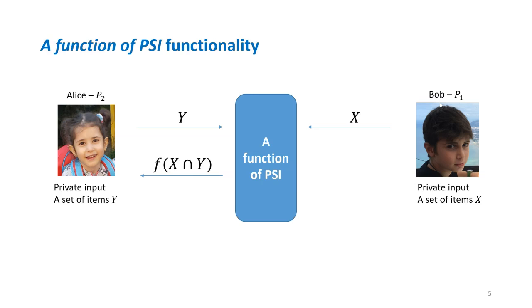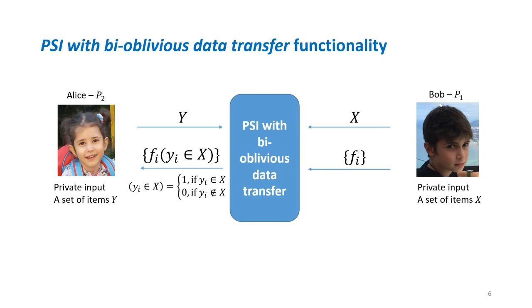Sometimes, a function of the intersection is desired instead of the intersection itself. In this functionality, the parties input their sets and one of the parties outputs a function of the intersection. Private set intersection with oblivious data transfer functionality allows one of the parties to learn a function of the membership results between its items and the set of the other party. It is called oblivious since neither party learns the membership results, but they only learn function outputs.